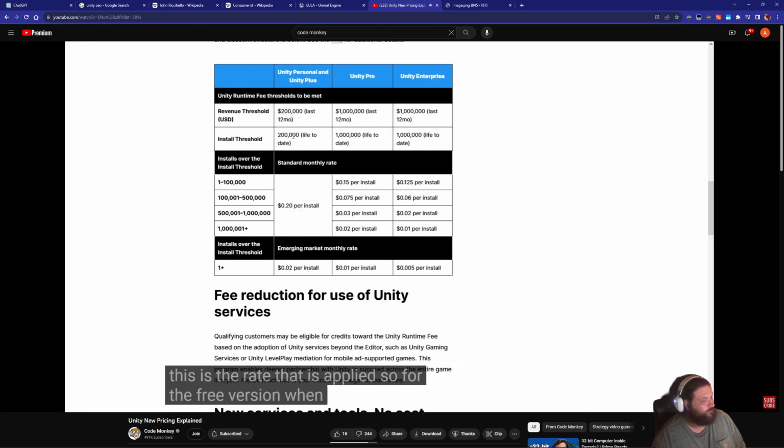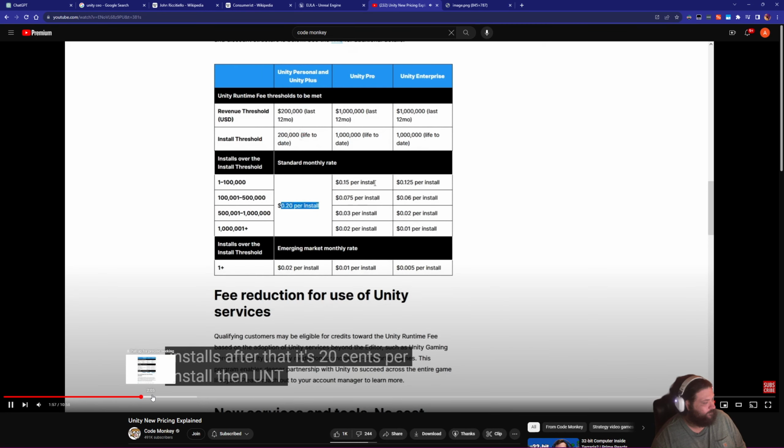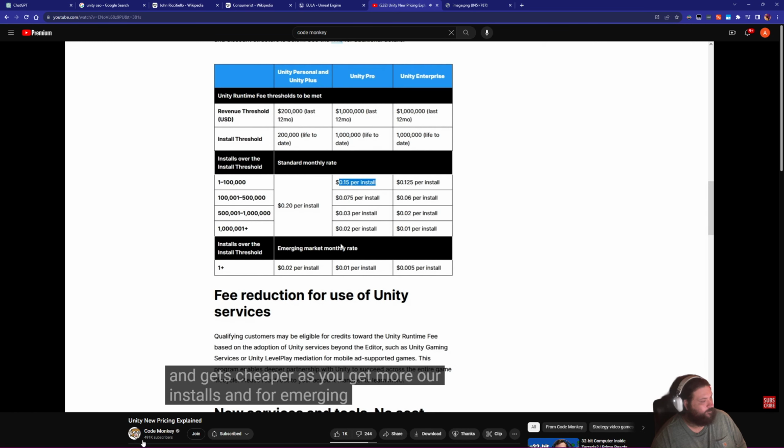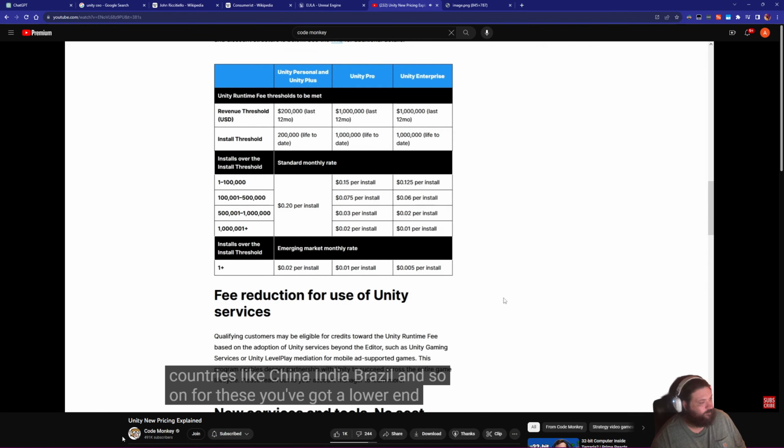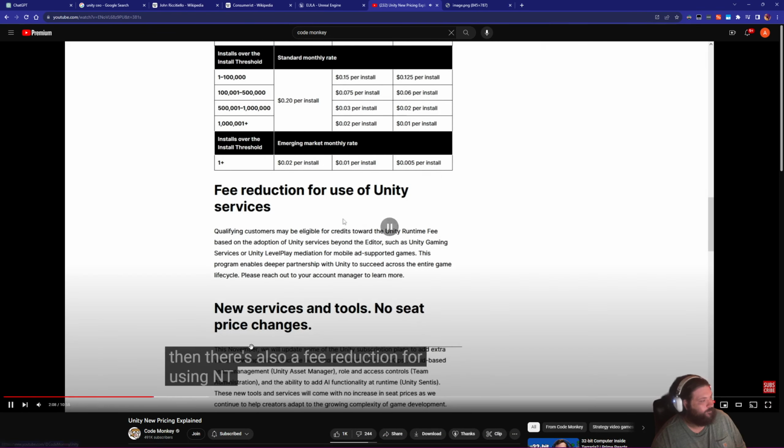So for the free version, when going above 200k installs, after that, it's 20 cents per install. Then Unity Pro, you've got 15 cents and it gets cheaper as you get more and more installs. And for emerging markets, so countries like China, India, Brazil, and so on, you've got a lower install fee. Then there's also a fee reduction for using Unity Server.